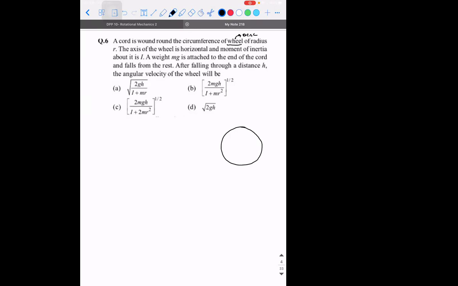A weight mg is attached to the end of the cord. So there is a weight mg that is attached. Now what will happen is this mg starts falling down. When this mg has traveled a distance h, what would be the angular velocity of the wheel? Guys, tell me what is the concept. Yesterday I showed you a problem with a cord and my mobile. You remember?